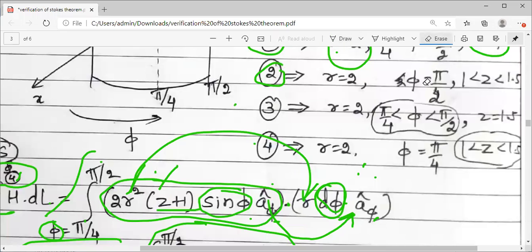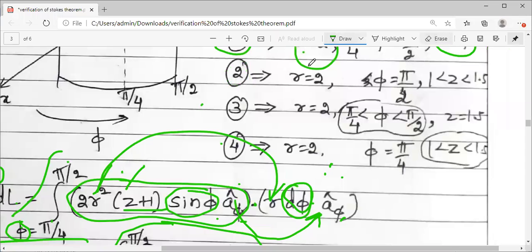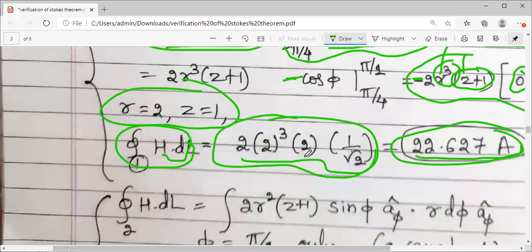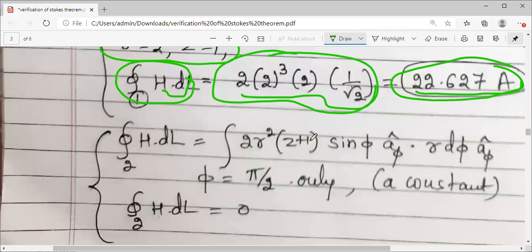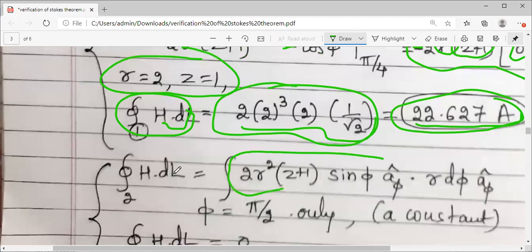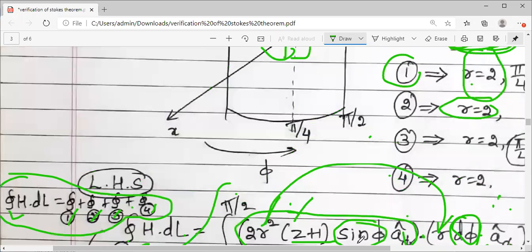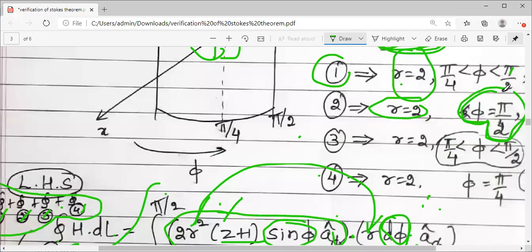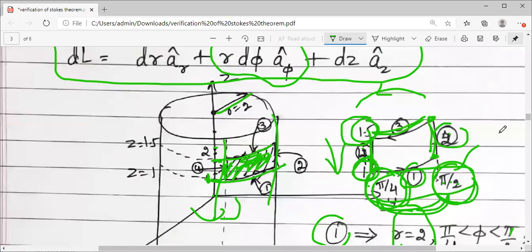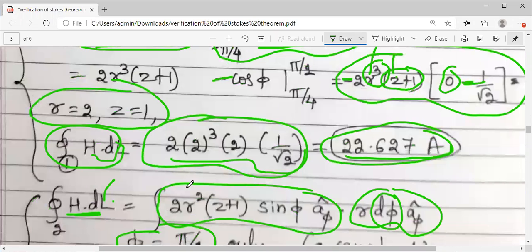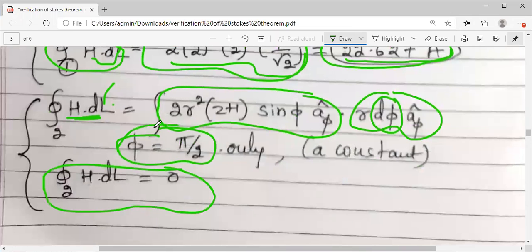Check the second path. What is the variable in the second path? You have r, you have a phi, and z is changing. But let us see the formula for the second path. This will not change, right? H is given to you as it is. I'm taking this H dot dl. dl is r d phi a phi, right? So according to this, d phi is the variable in our consideration. But what is phi for the second path? We have written here, phi is not changing. Phi is pi by 2 only. You are travelling in the second path, moving from here to here, and pi by 2 is the same. It is not changing. So for the second path, when you go for integration, the answer is 0 because there is no change in phi.